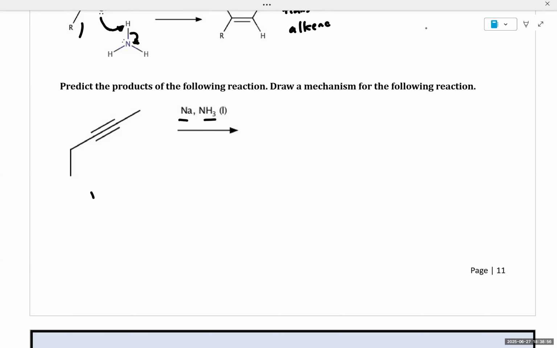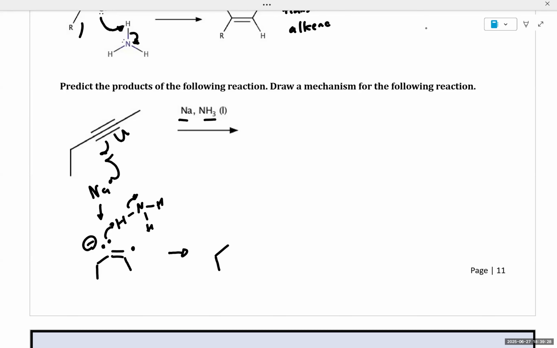So, as always, sodium is a single electron reducing agent. We end up with donation of an electron that in turn generates this radical anion. The anion is protonated. Notice how the first step is a one-electron process. The second step is a two-electron process. Very important for you to keep that in mind.